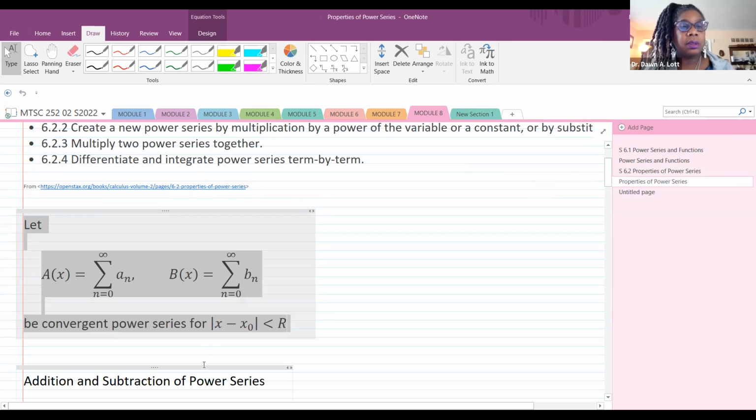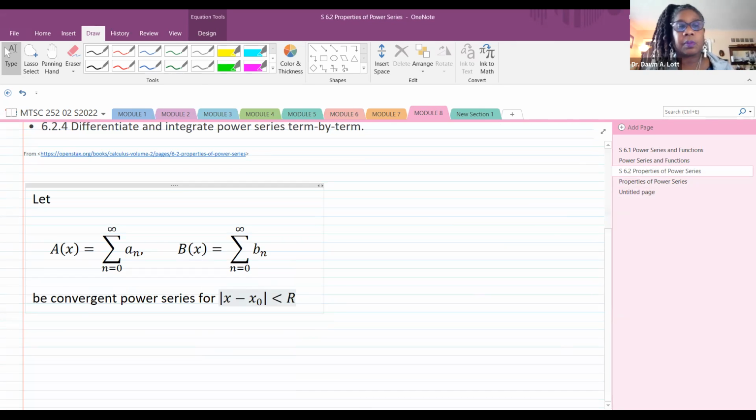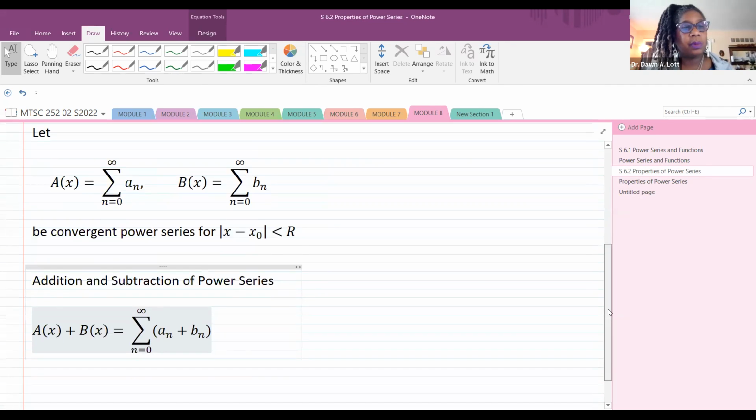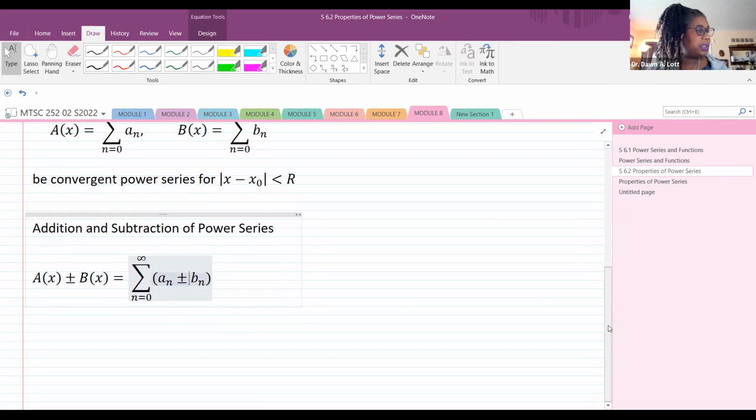Okay, so addition and subtraction of power series. So let's look at this. In order to add or sum a power series, actually, I can make that addition or subtraction. Okay, so let's look at two different power series and see what happens when we add them together.